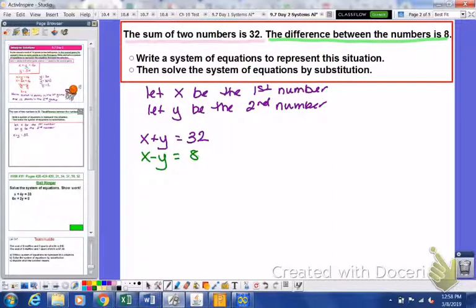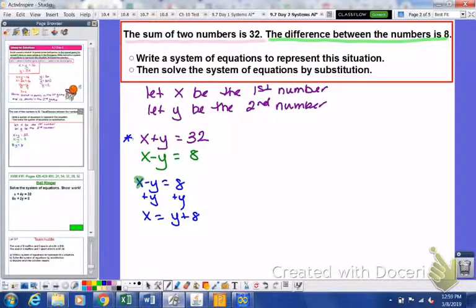Right, now we need to solve. So we need to pick x or y in either one of the equations to solve for. Personally, I'm going to decide to pick this one and solve for x. It really doesn't matter, but that's just the one that I'm going with. So if I have x minus y equals 8, in order to solve for my x, I need to add y to both sides. So x equals y plus 8 or 8 plus y, it doesn't matter. Now since I manipulated this equation, I need to substitute into the first one.